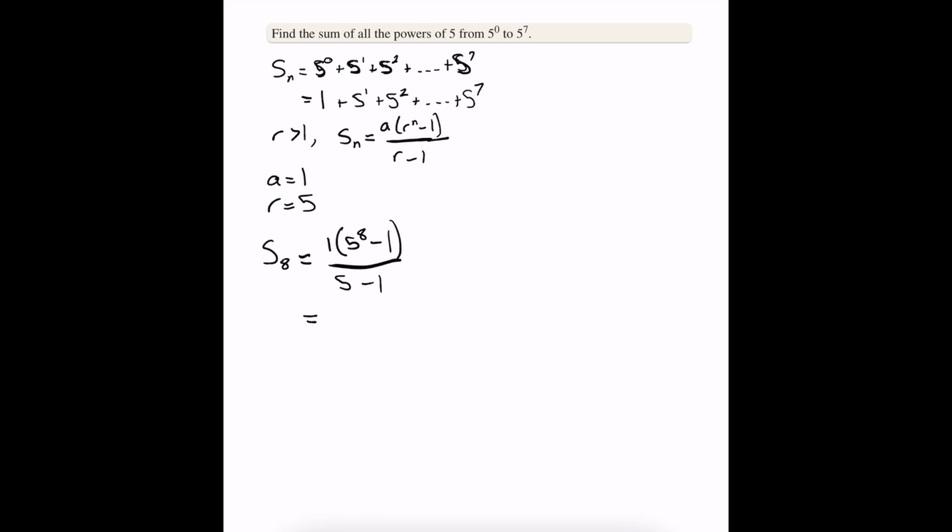5 to the power of 8 is equal to a really large number. I'm not going to write that out, but essentially just plug this into your calculator, and what we get is 97,656, and that's our answer there.